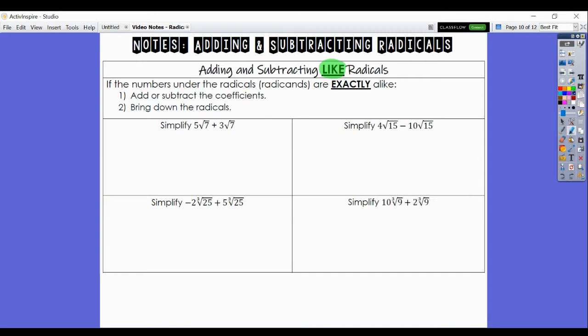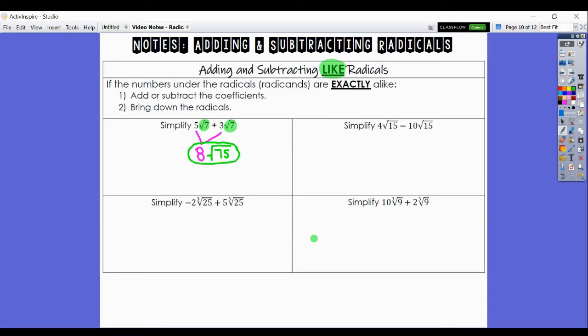So, radicals here are alike. They are square root 7 each time. So we go ahead and add those coefficients. 5 radical 7s plus 3 more radical 7s makes 8 radical 7s total. And that's our final answer there.